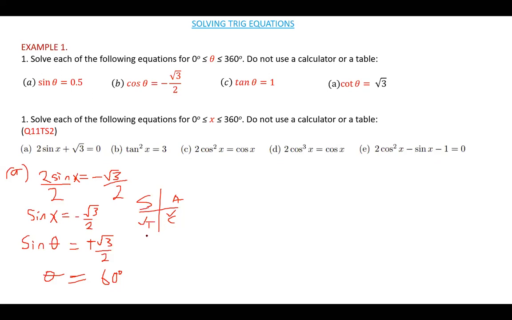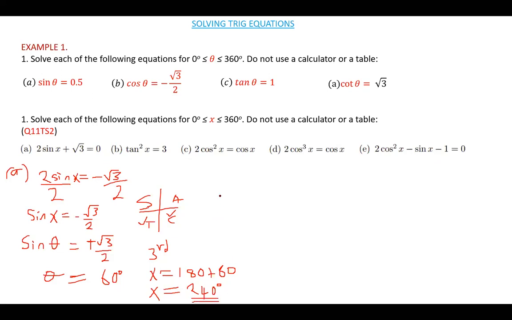So in the third quadrant, you have your x. You are finding x and not theta. Theta was positive here. So you have your x to be equal to 180 plus 60. And then your x is going to be 240. So this is one of your answers. You also check: is it within the domain that you've been given? If yes, then it's part of your answer.